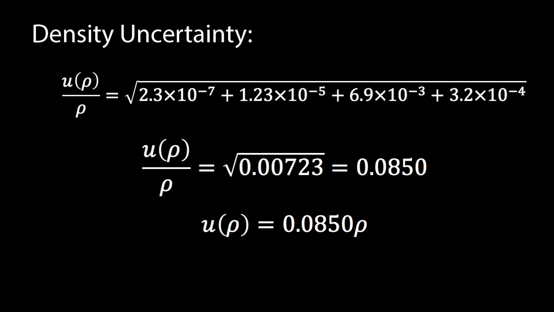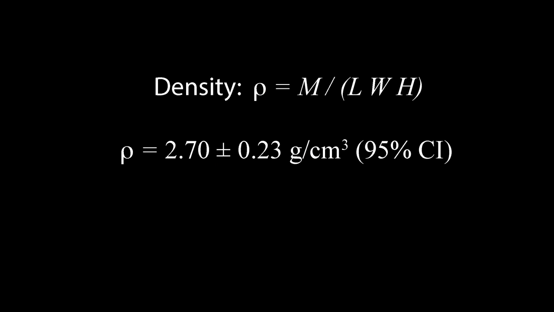To get the final uncertainty, we reverse the calculation that we did to calculate the fractional uncertainty. The uncertainty in the density is equal to the density measurand times the fractional uncertainty, or 0.23 grams. So our final report of the density is rho is equal to 2.70 plus or minus 0.23 grams per cubic centimeter, 95% CI.